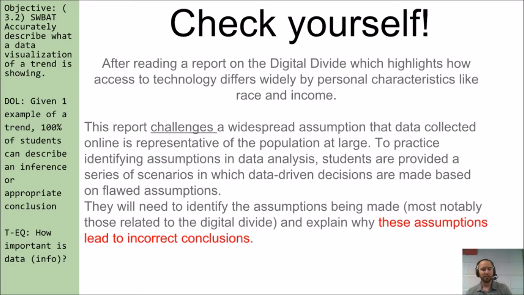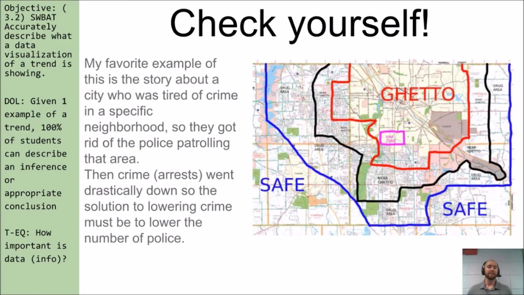So you walk into a search, you search the term you're looking for, be careful as to what you're assuming during that process. Here's my favorite example. There's a story about a city that was tired of crime in a specific neighborhood, so they got rid of the police patrolling that area. And not surprisingly, the crime, that is the arrests, went drastically down. So obviously the assumption is that to solve crime, we should get rid of police. Okay, and you know how silly that sounds, but it's still a great point: you need to be careful with your assumptions when walking into data analysis, all right?